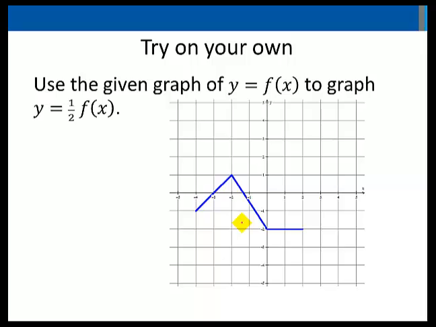Okay, try this last one on your own. Use the given graph of y equals f of x to graph y equals 1/2 f of x.